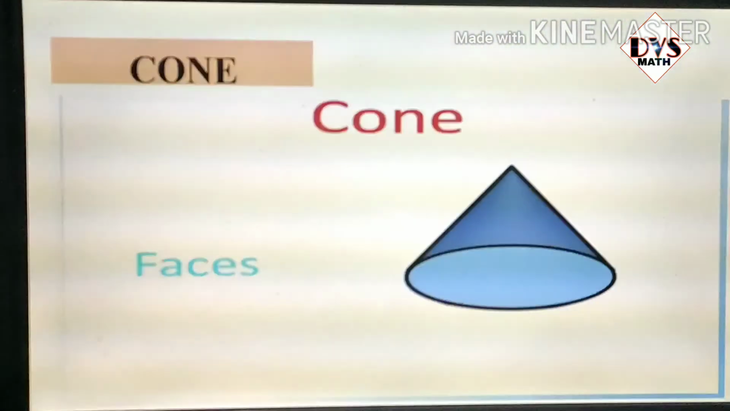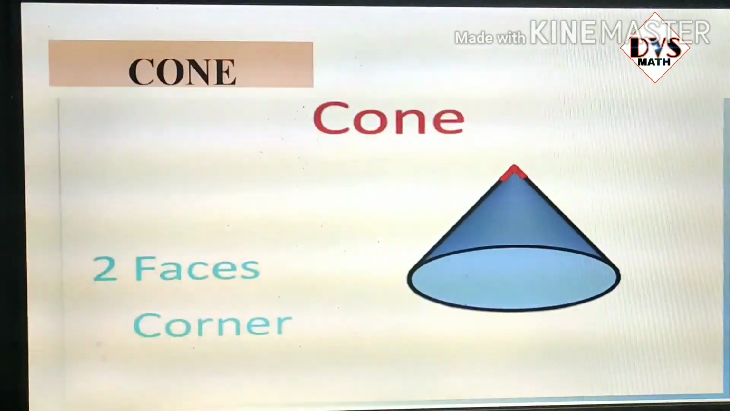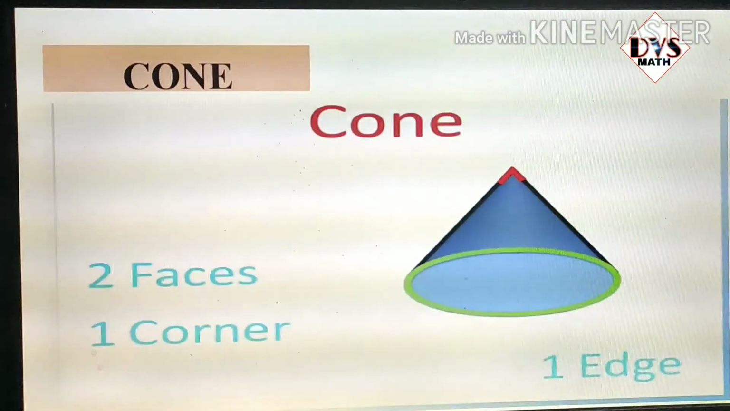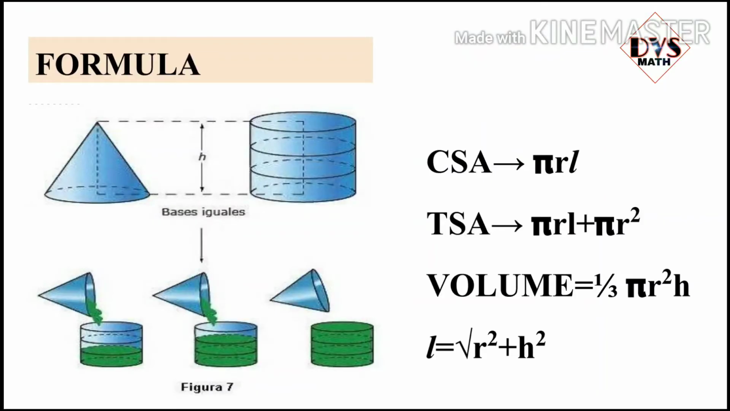Cone. It has 2 faces, 1 corner, that is 1 vertex at the top, and 1 edge, that is a circle. Formula. CSA, curved surface area of cone, is pi RL. Here we are taking half of the circumference, that is 2 pi r divided by 2, which is pi r. Pi RL. L is the slant height of the cone. TSA, that is total surface area, is CSA plus area of base circle. So that is pi RL plus pi R square.